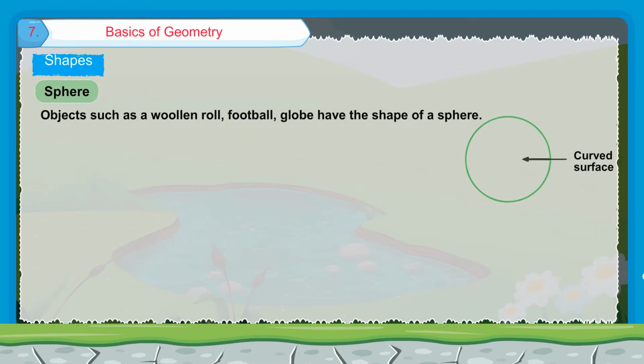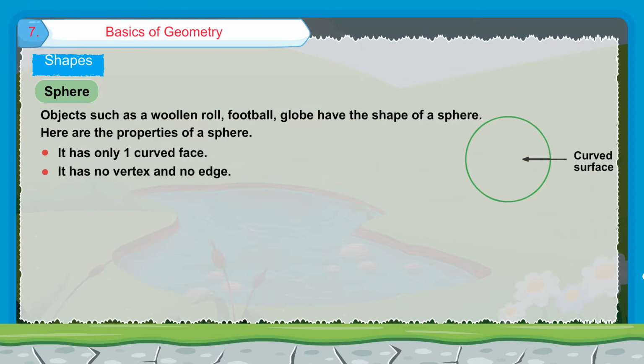Sphere. Objects such as a woolen roll, football, globe have the shape of a sphere. Here are the properties of a sphere. It has only one curved face. It has no vertex and no edge.